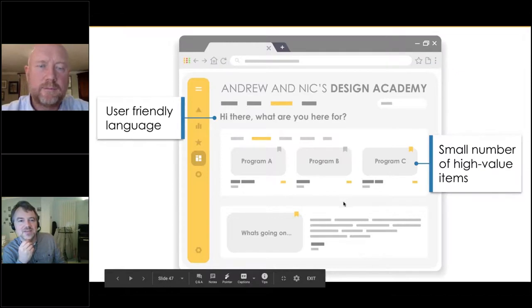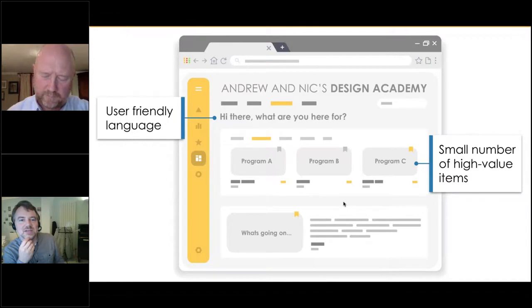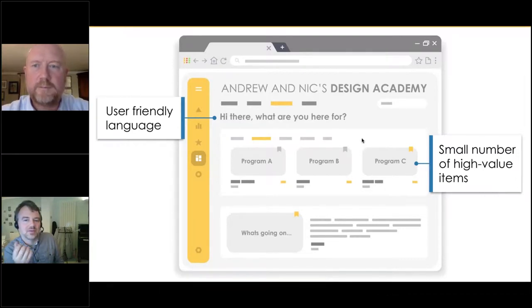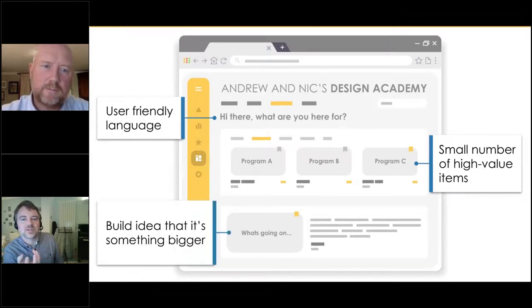The first thing is that we need to be using user-friendly language. We need to be talking directly to the user about the fact that the academy is built for them. It's not the equivalent of opening up a file system and seeing folders. They're in a tool that is there to take them on the journey. When you present them with options, it should be a small number of high value options. Often in an academy, it will be a series of programs.